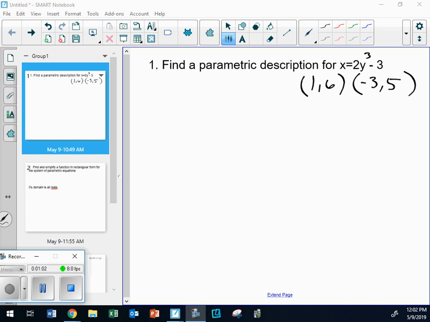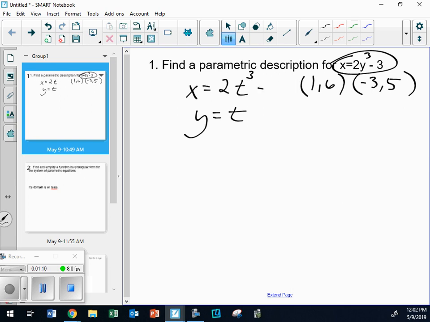Would you agree the catch here was x equals this, so y equals t would be a good equation, right? And x equals 2t cubed minus 3. Are you with me so far that that would be a good parametric for this? All right, in the interval for t, tell me why that bothered you. Well, first of all, what did you think the answer was, given what the question was?